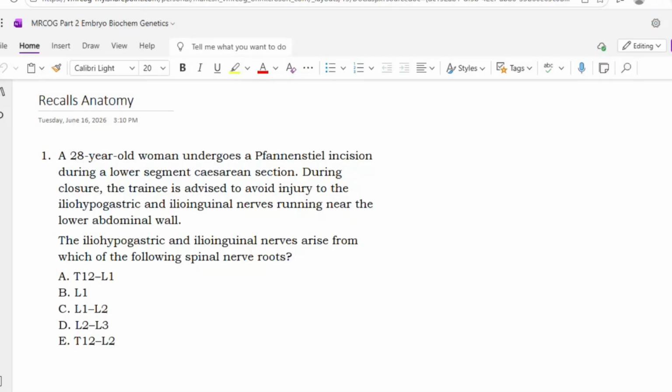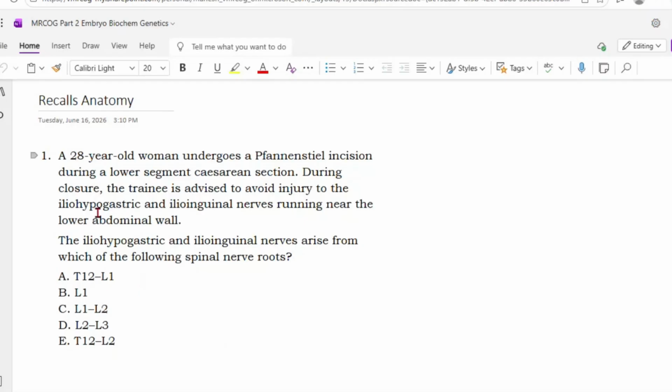A 28-year-old woman undergoes a Pfannenstiel incision during an LSCS. During closure, the trainee is advised to avoid injury to the iliohypogastric and ilioinguinal nerves running near the lower abdominal wall. The iliohypogastric and ilioinguinal nerves arise from which of the following spinal nerve roots? T12, L1; L1; L1, L2; L2, L3; T12, L2. Sir, L1, option B, L1.